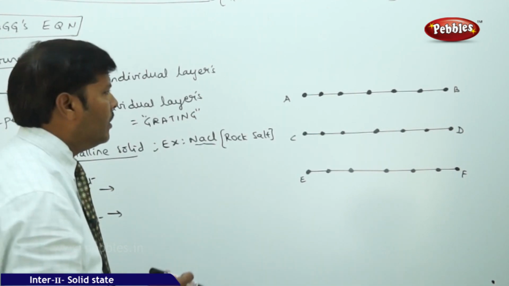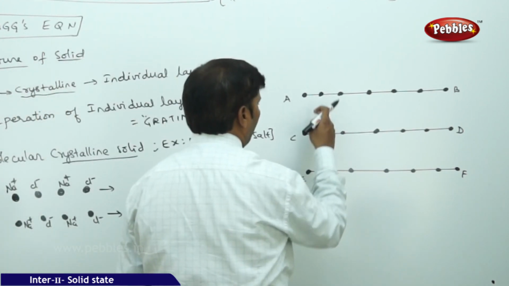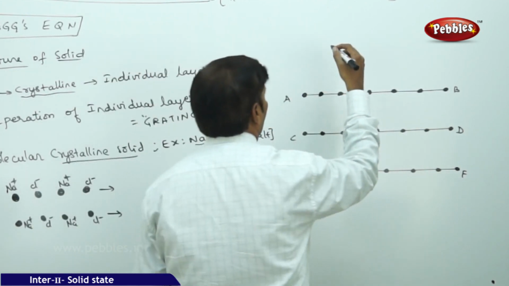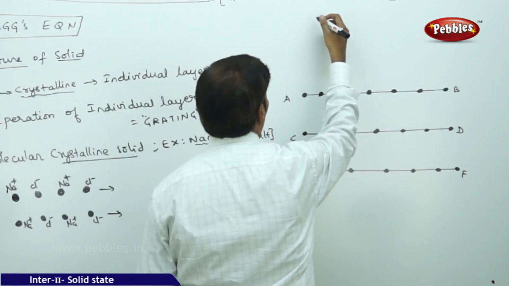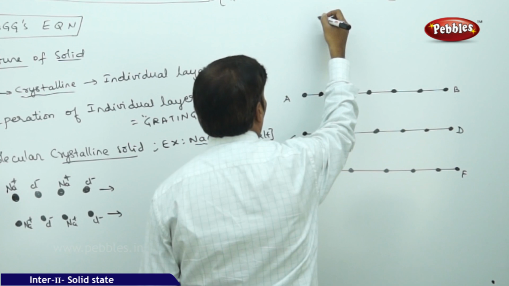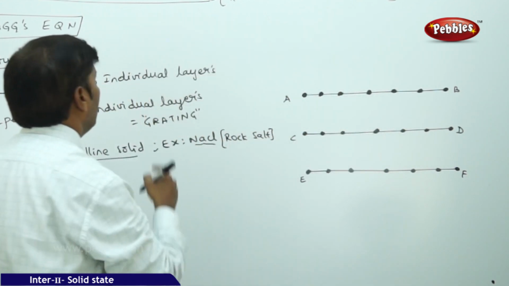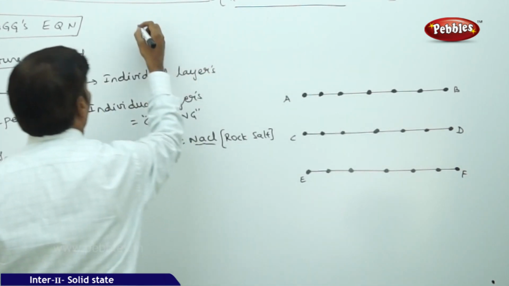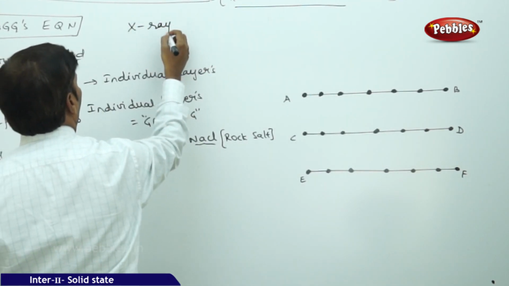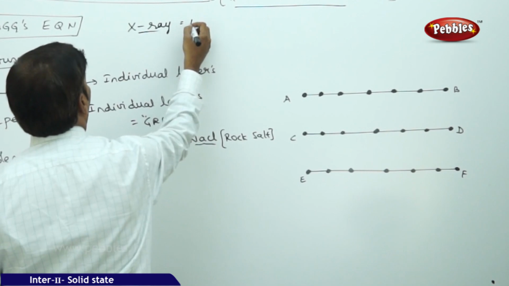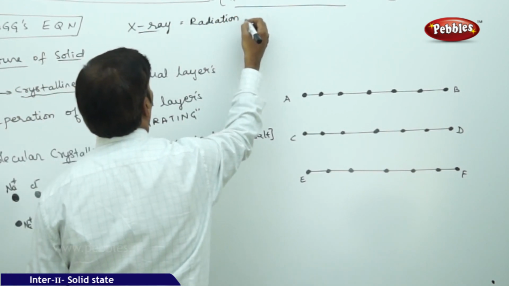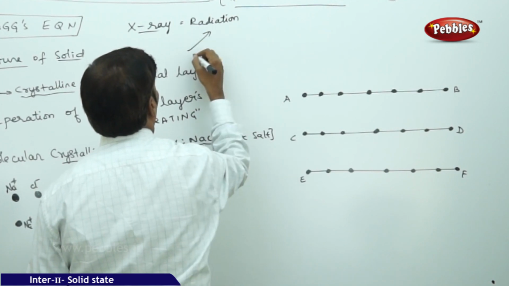So from one layer to another layer, what I am going to do is pass one radiation, because here the method is X-ray crystallography. If you take X-rays, X-ray is nothing but a radiation. X-ray is a radiation source, a radiation which is obtained from a Coolidge tube.